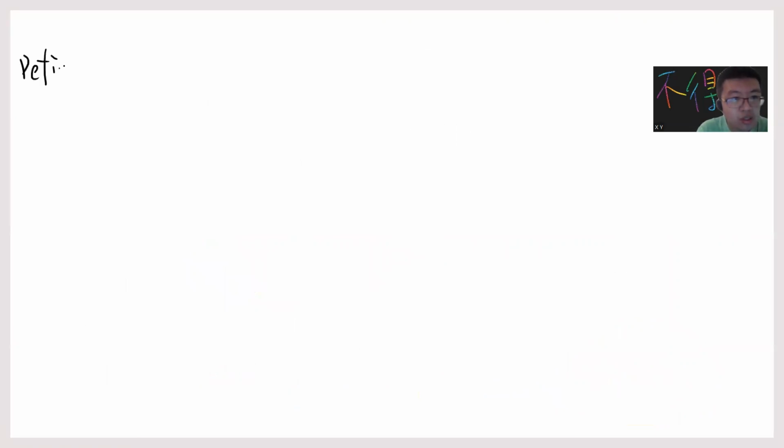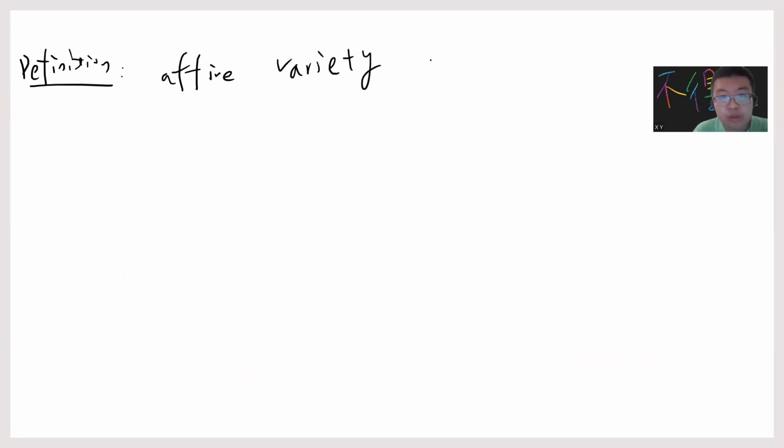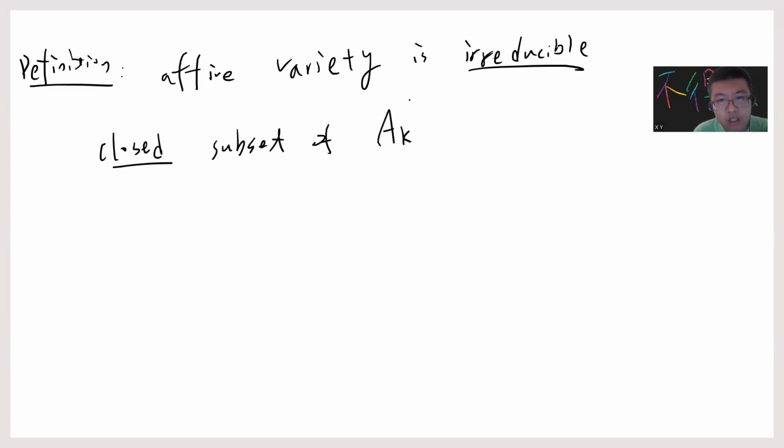Okay, so definition: an affine variety is just an irreducible closed subset of A^n_k. Simply speaking, it is the zero set of irreducible polynomials.